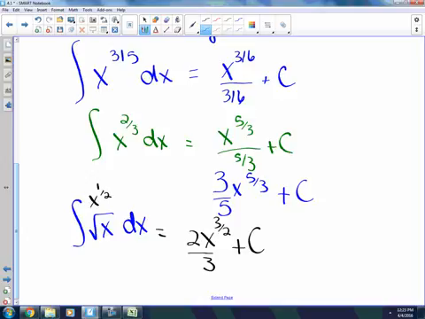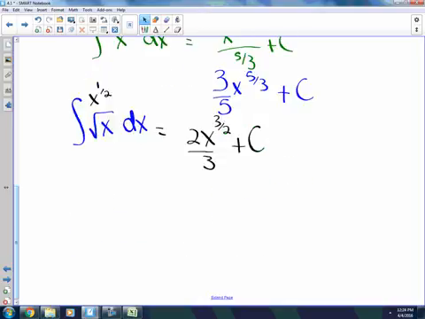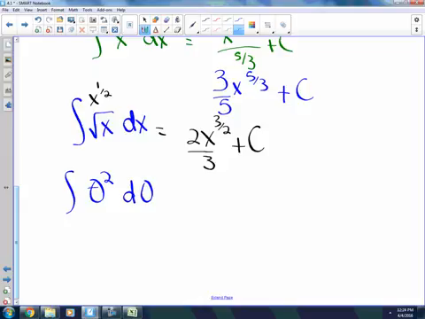Yeah. Then add 1 to the power. Okay, what about this one? Because we'll be getting some trig in here in a little bit. Get some betas.